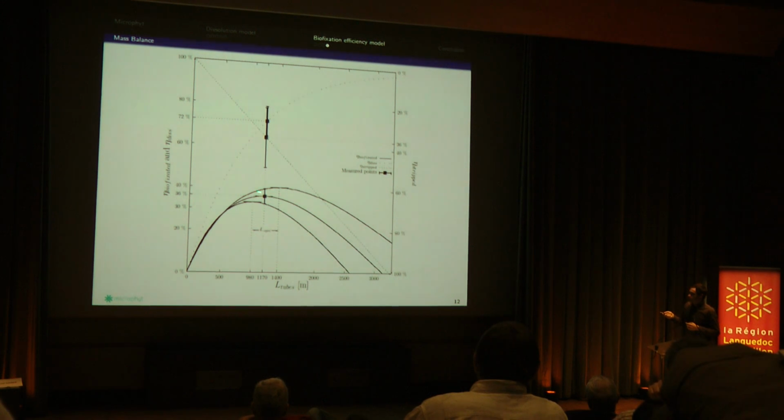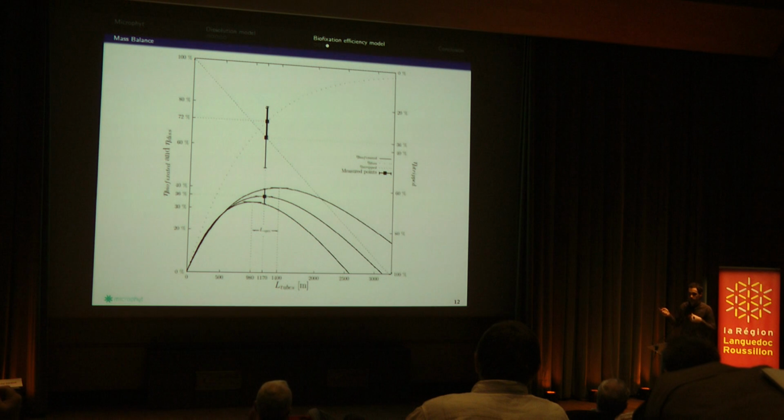We can see that we have an optimum length for the photobioreactor, maximizing the biofixation efficiency, which is between 1 kilometer and 1.4 kilometers. Here there is a hypothesis that the concentration gradient does not vary within the photobioreactor, which has been checked before. And we can see that there are two asymptotes, one here with dissolution and one here with stripping. So I guess I've said everything about this graph.